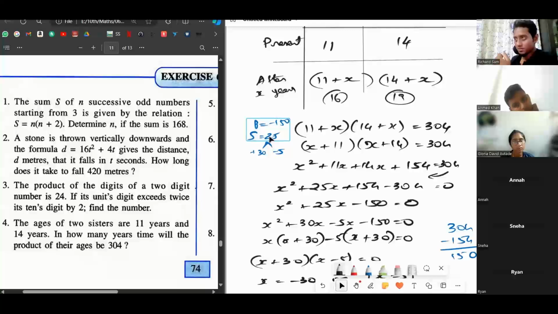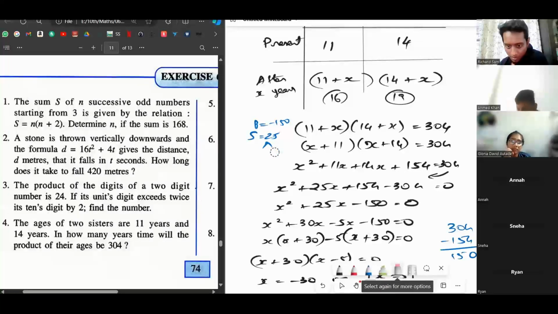Now sum is positive. So when you have a positive and negative number, when will the sum be positive? When the smaller number's sign is negative. Yeah, so bigger number should be positive and smaller number should be negative. Okay, so that's how we start off. Okay, so let me erase this.